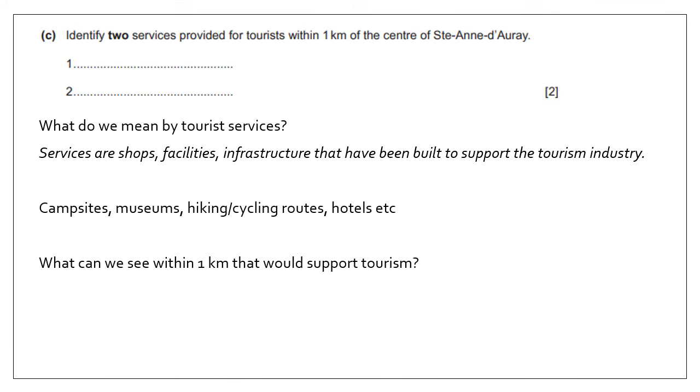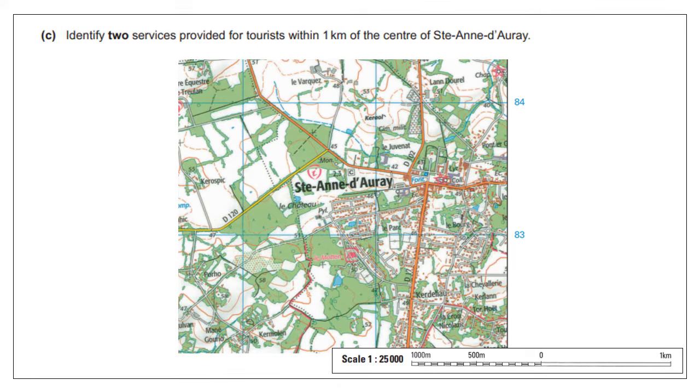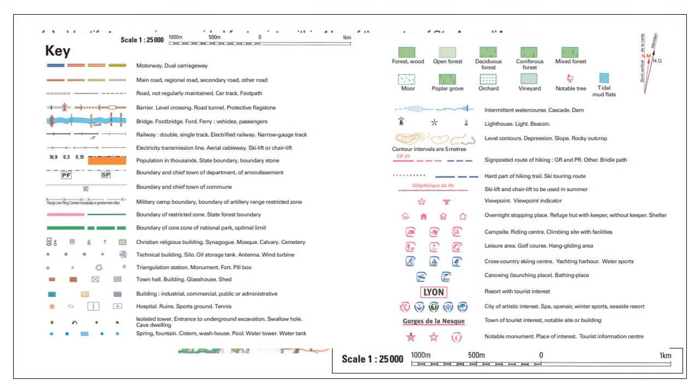So remember, we need to be able to see what we can see within 1 kilometre that would support tourism. So here's the town. I'm going to find the centre and roughly mark it on. And so 1 kilometre is 4 centimetres around that particular area. And so I'm going to mark that on. And now using the key, I'm going to just recap, look at all the various different aspects that could attract tourists. So for example, you've got resort with tourist interest.